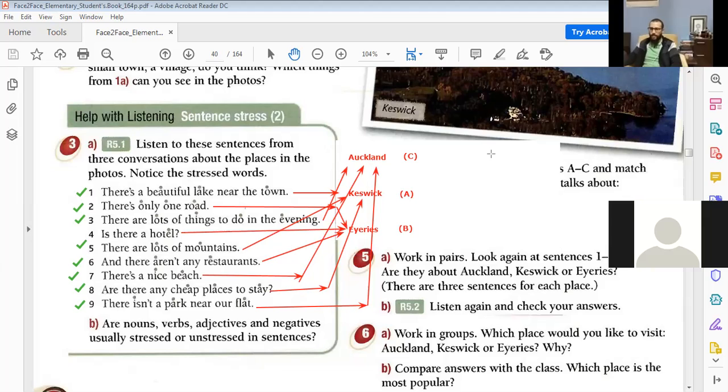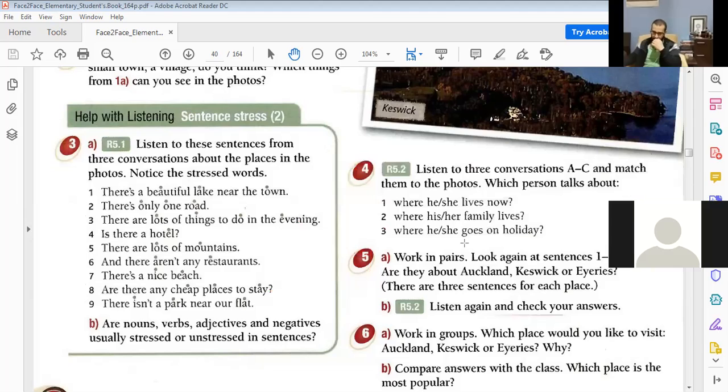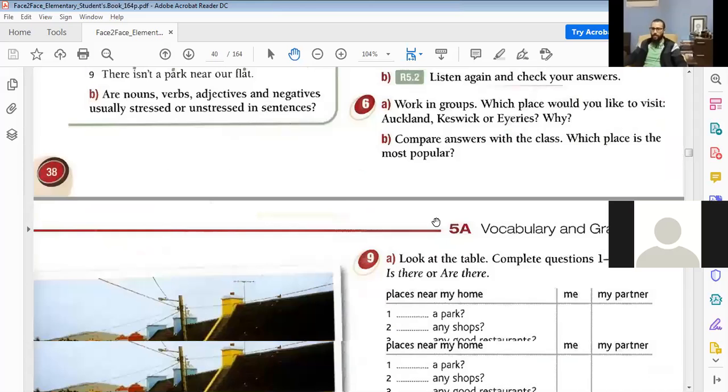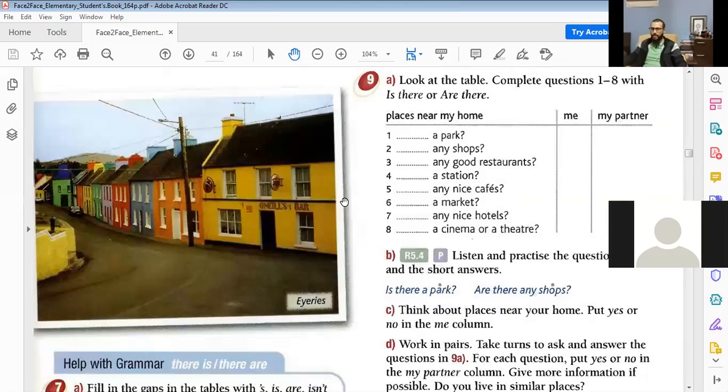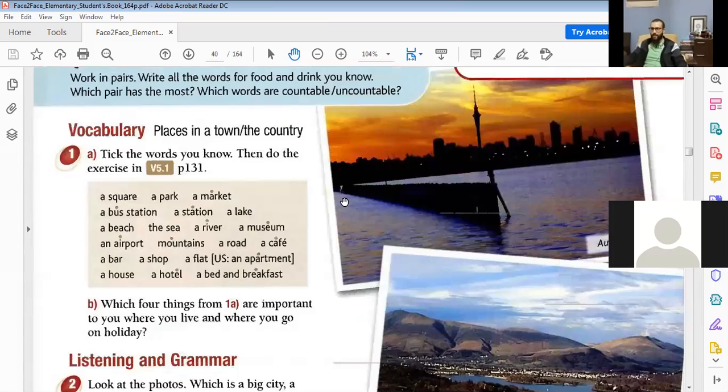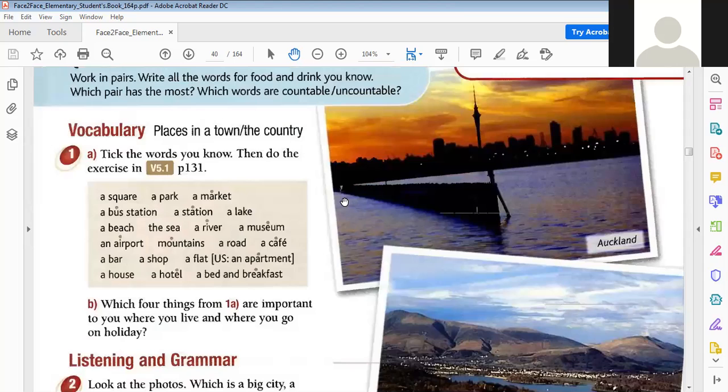All right. So which of these 3 places would you like to visit? Auckland. So let me show you the pictures again. Would you like to visit Auckland or Keswick or Iris? Auckland. Salsabil, you'd like to go to Auckland? Yes. Okay, who else? Me too. You want to go to Auckland as well? Yeah. Okay, anyone else wants to go to Auckland?